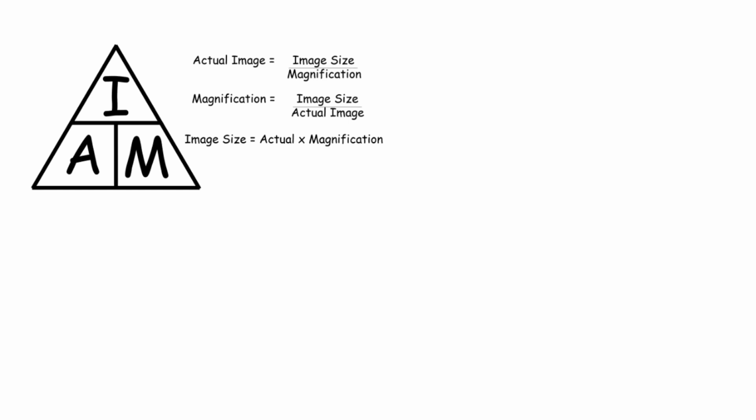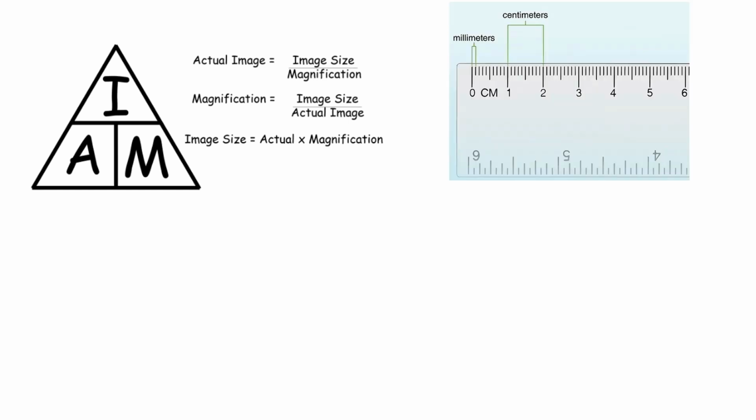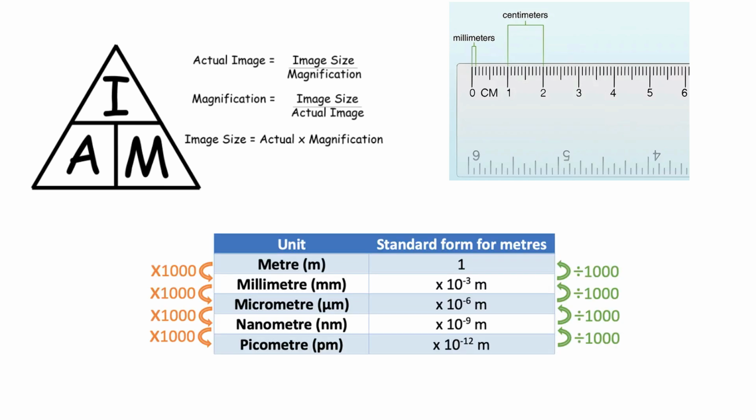You'll also need to know this, the AIM triangle or IAM triangle, to work out actual image size or magnification. You'll need a ruler and you'll measure a picture in millimeters. Now, what they do like you to do is to convert millimeters into micrometers and sometimes into nanometers. All you have to remember is to times it by 1,000 each time. So millimeters to micrometers, times 1,000; micrometers to nanometers, times 1,000.